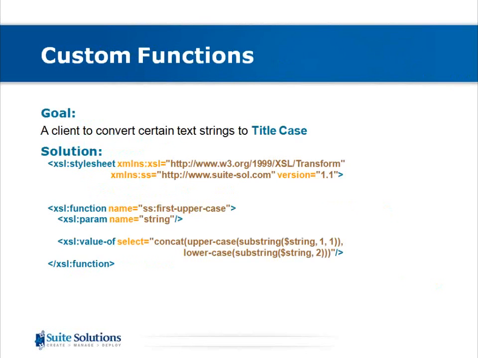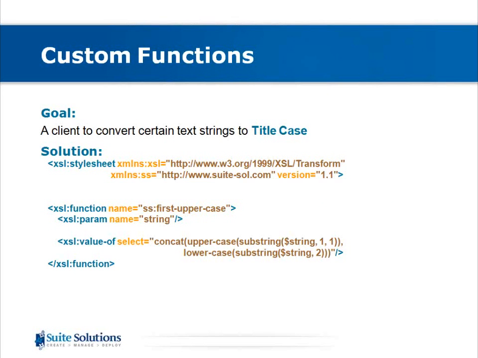Let's now look at an example of how to define custom functions. The goal here, it looks like I missed a word, a client wants to convert certain text strings to title case. There are certain elements, let's say button names or titles, that authors have entered in lowercase or uppercase or some combination, and perhaps under certain circumstances the client wants to change the capitalization of those strings to be title case. Specifically, the first letter of each word is capitalized, and all the following letters of each word are to be lowercase. How can we do that?